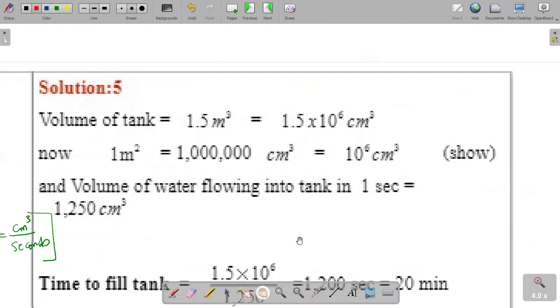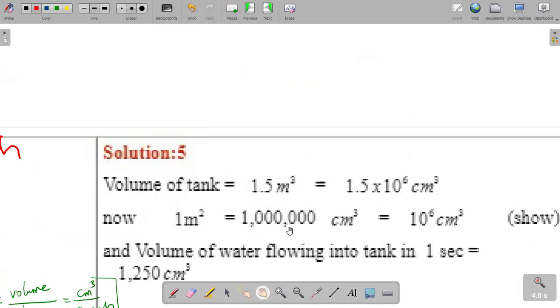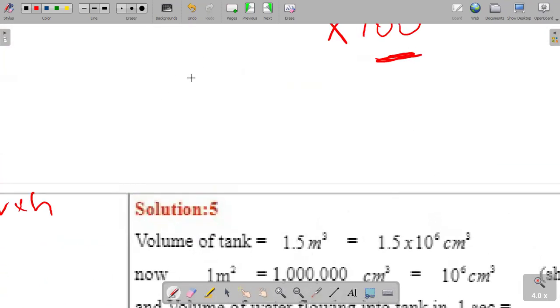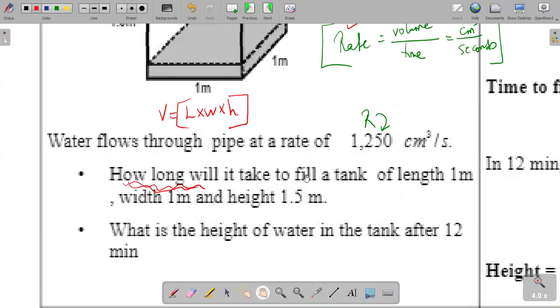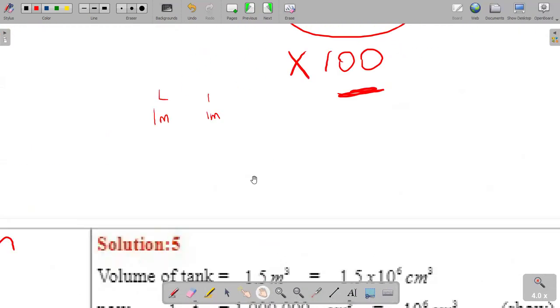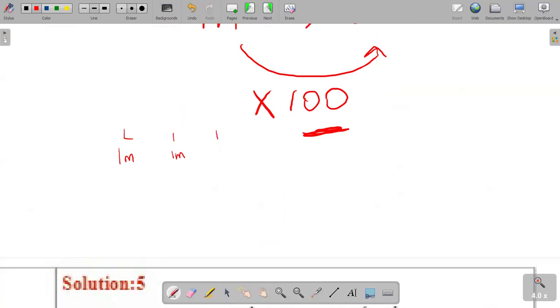All right, so let's take a look at how to do so. This is a harder way. So let's find the volume first. They gave us 1 meter for the length, 1 meter for the width, and then they gave us 1.5 for the height. Sorry, this is length, this is width, and this is height.